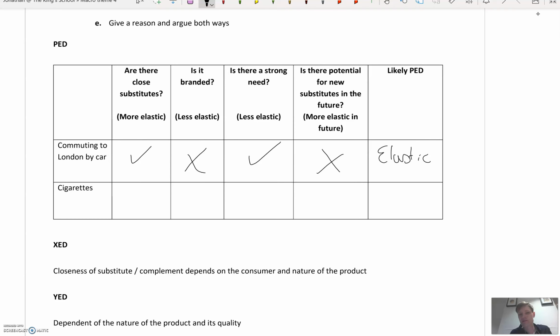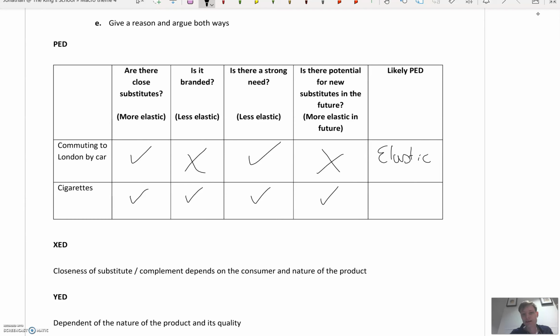You don't have to mention all of those. In a question, you might only just mention one, but it might be mentioned in the text, and that would be something to raise. Cigarettes, close substitutes, well, that's a difficult one. It used to be no, now we do. Is it branded? Yes, it is. Is there a strong need? Yes, there is. And is there potential for new substitutes in the future? Well, yes, there are. So that's a difficult one.